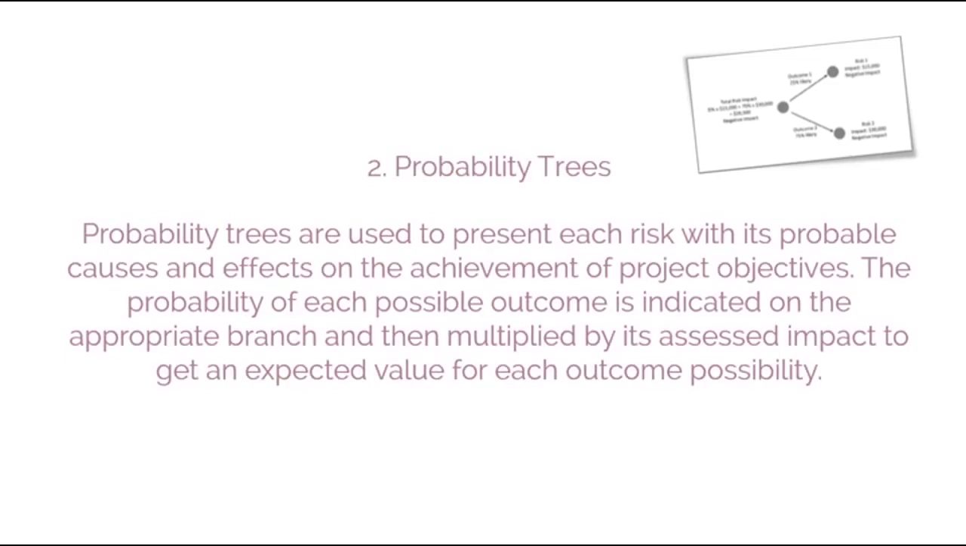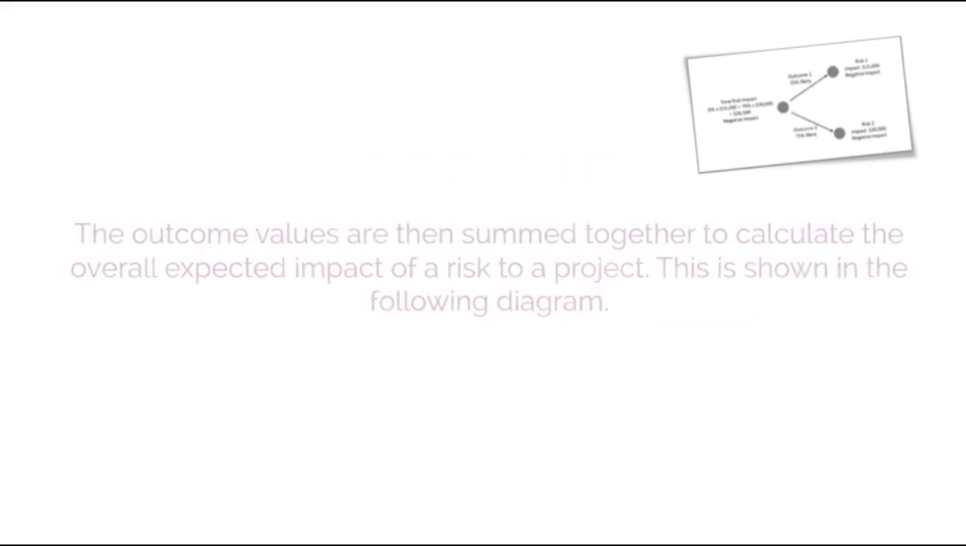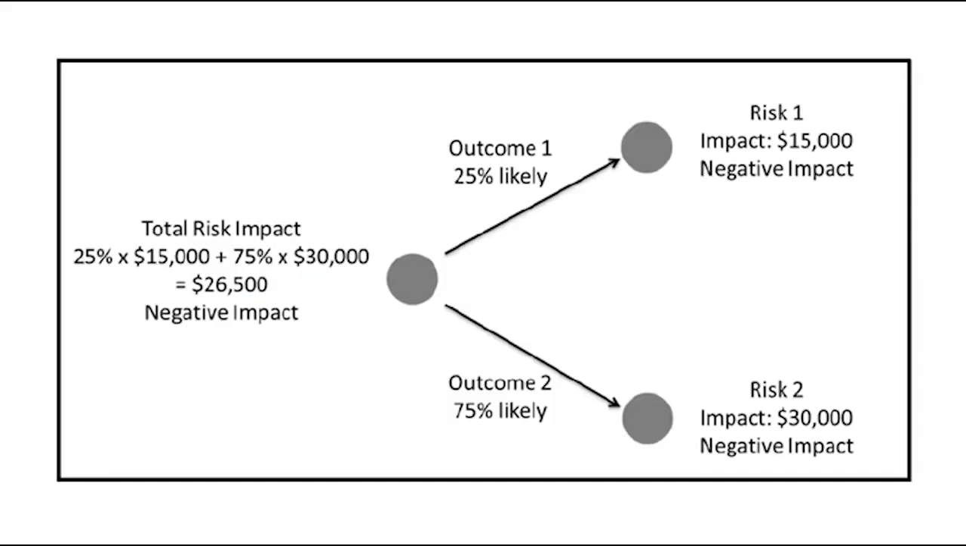2. Probability trees. Probability trees are used to present each risk with its probable causes and effects on the achievement of project objectives. The probability of each possible outcome is indicated in the appropriate branch and then multiplied by its assessed impact to get an expected value for each outcome possibility. The outcome values are then summed together to calculate the overall expected impact of a risk to a project. This is shown in the following diagram.